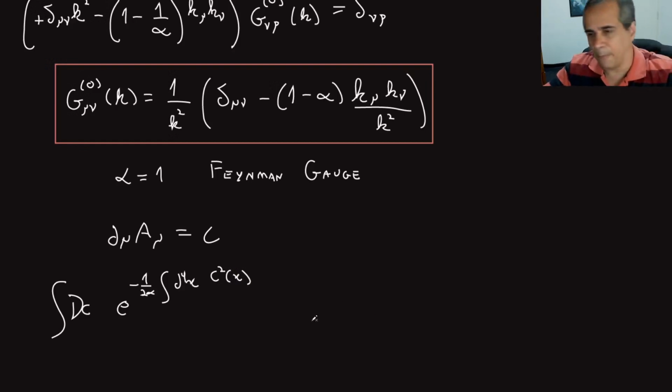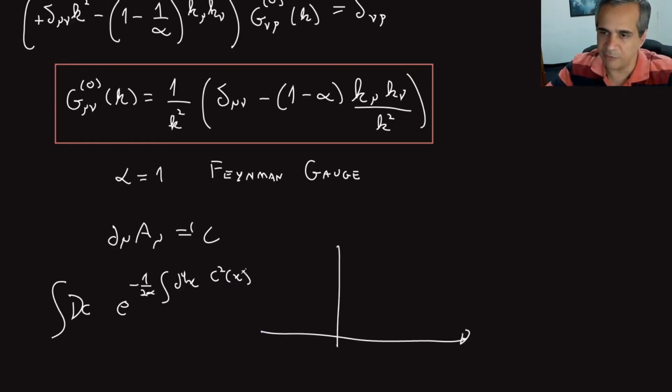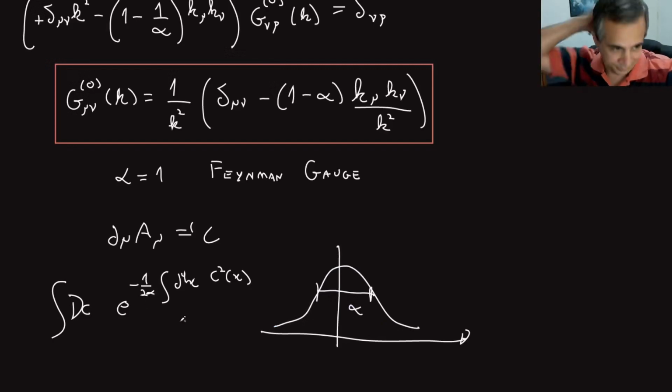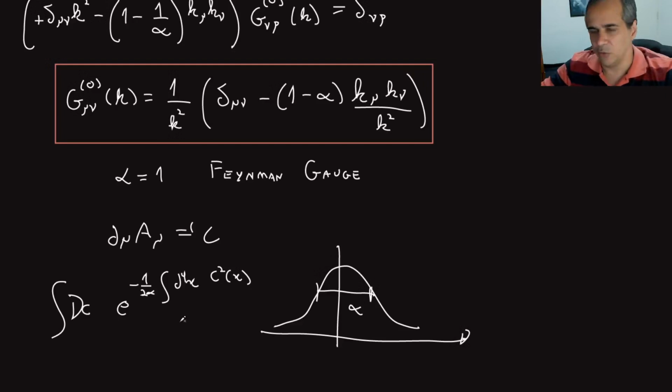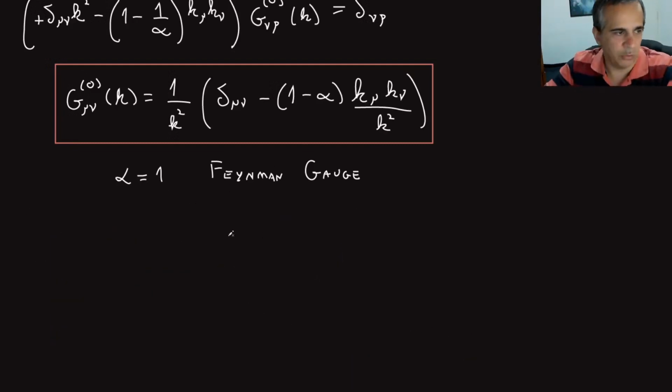So what we're doing is imposing this condition for different values of C on a distribution whose width is given by alpha. So it's a complicated way of fixing the gauge, but it is equivalent to putting a gauge fixing term in the Lagrangian, right? And this is a very popular gauge. It's useful for many things, but it's just one of many gauges.